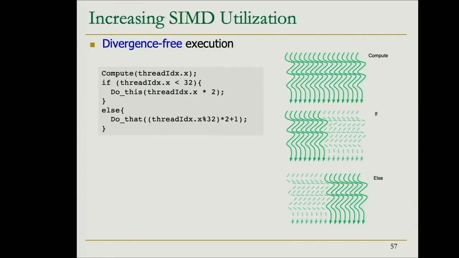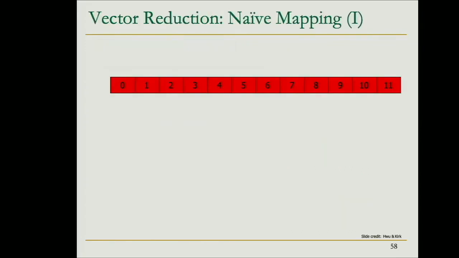But now I'm going to give you an actual example that is a very nice and very useful primitive in parallel computing in general: vector reduction. Vector reduction is that I have a vector, 12 elements in this case, and what I want to know is the total sum of these 12 elements. How can I do this?